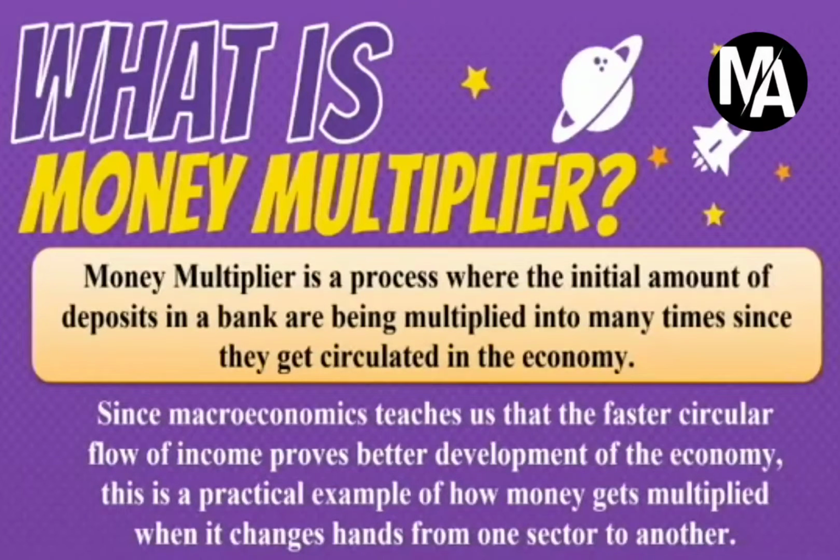The faster money changes hands from person to person and sector to sector, it keeps getting multiplied with the help of banks. And this is also called the credit creation process. So how does this actually happen and how does money actually get multiplied? We will try to understand in this video.